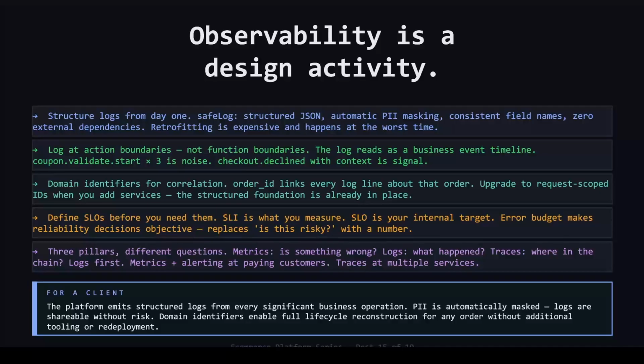The 3 pillars, 3 different questions, right? Metrics present, is something wrong? The logs present, what has happened? And the traces present, where in the chain? Logs first, metrics and alerting at paying customers, traces at multiple services.